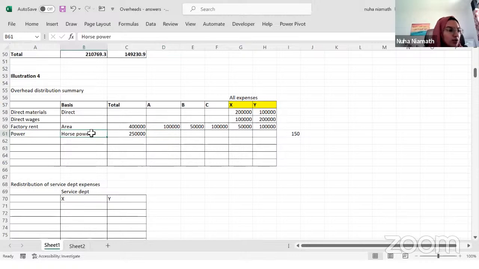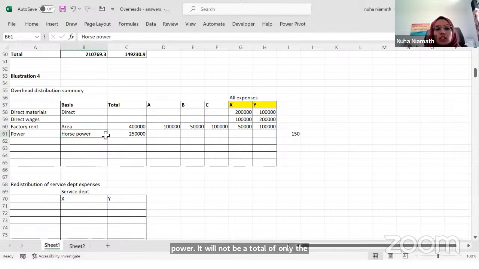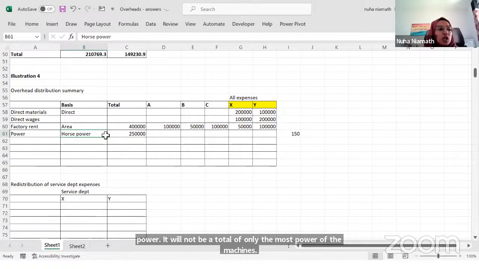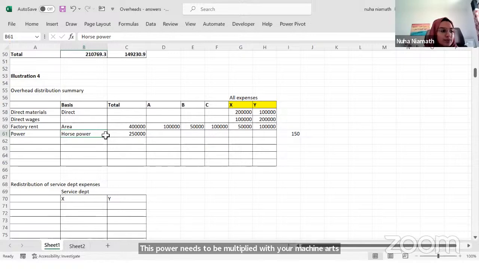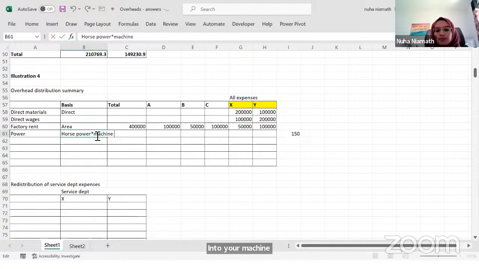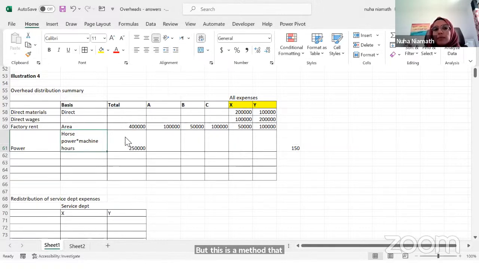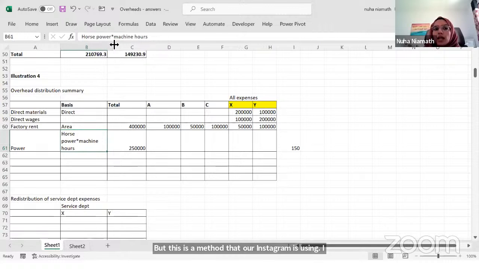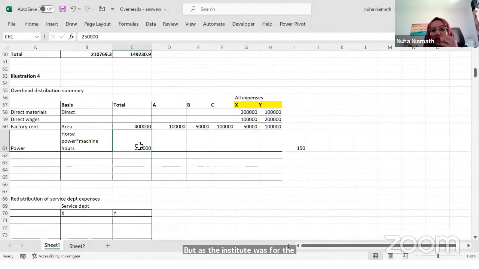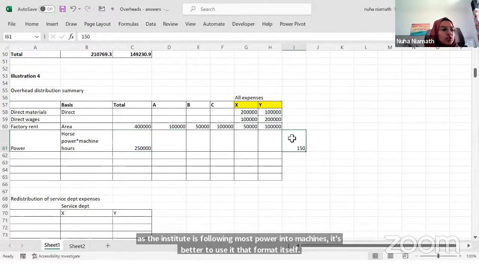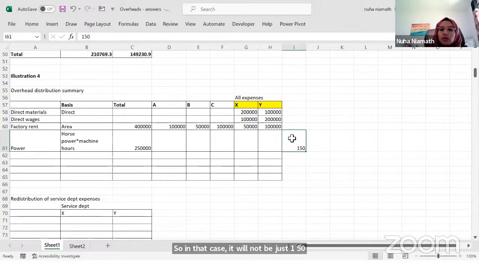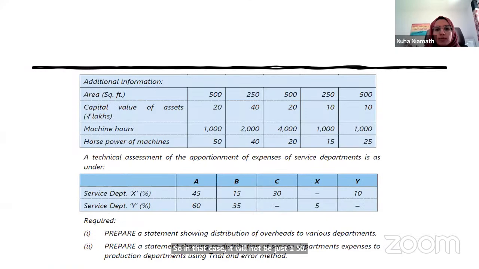Okay, just to clarify, students, when you say horsepower, it will not be a total of only the horsepower of the machines. This power needs to be multiplied with your machine hours. So this will be horsepower into your machine hours. This is a method that our institute is using. Ideally, you can use horsepower as well, but as the institute is following horsepower into machine hours, it's better to use it in that format itself. So in that case, it will not be just 150. Can you recalculate that for me, everybody?